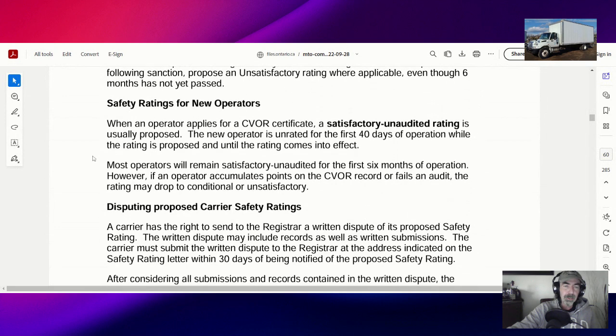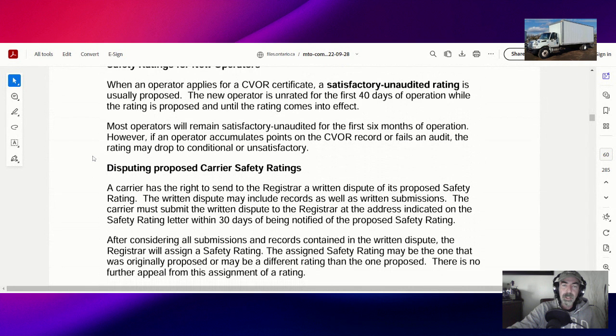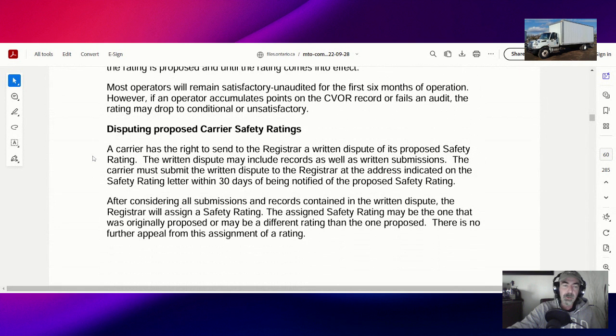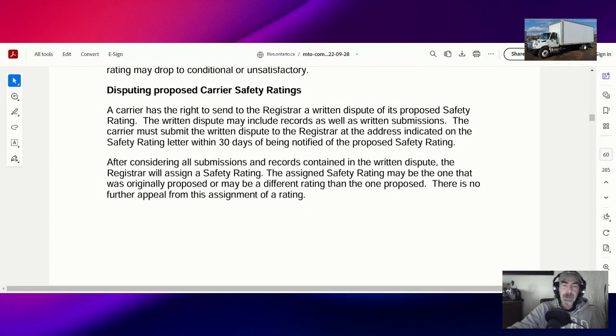has not yet passed. Safety ratings for new operators. When an operator applies for a CVOR certificate, a satisfactory unaudited rating is usually proposed. The new operator is unrated for the first 40 days of operation while the rating is proposed and until the rating comes into effect. Most operators will remain satisfactory unaudited for the first 6 months of operation. However, if an operator accumulates points on the CVOR record or fails an audit, the rating may drop to conditional or unsatisfactory.